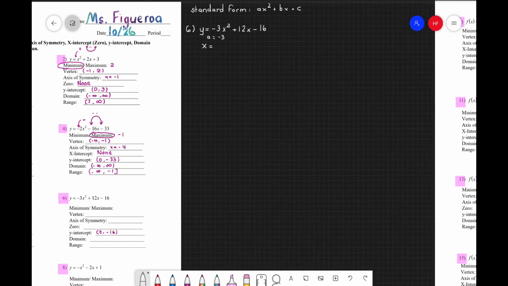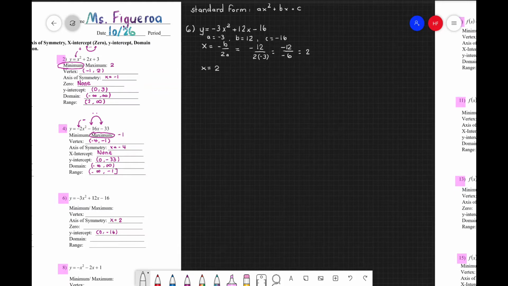A is negative 3, B is 12, C is negative 16, x equals negative b over 2a, so it's negative 12 over 2 times negative 3. So that's negative 12 over negative 6. Negative 12 divided by negative 6 is a positive 2. So x equals positive 2 is my axis of symmetry. X equals positive 2.